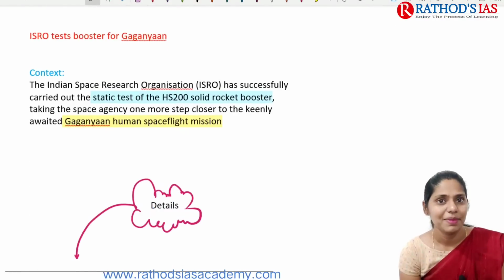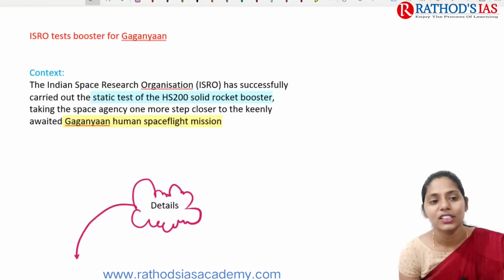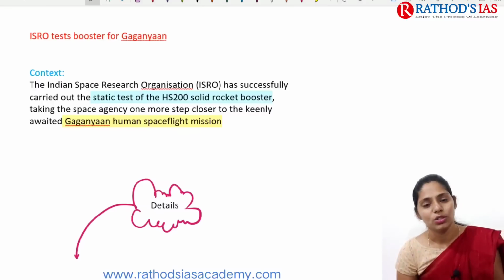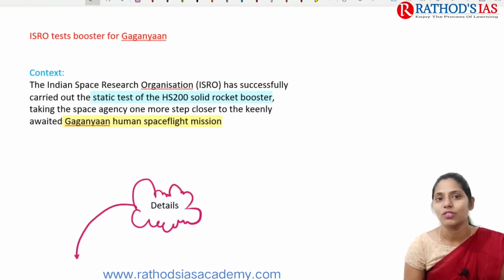So if you see the context, it says that the Indian Space Research Organization, that is ISRO, has successfully carried out the static test of the HS-200 solid rocket booster. So ISRO came with testing of this HS-200 solid rocket booster, and it will be helpful for moving a step closer to the long-awaited Gaganyaan human space flight mission. Especially for this mission, we need to have good knowledge about whether this solid rocket booster will be working or not.